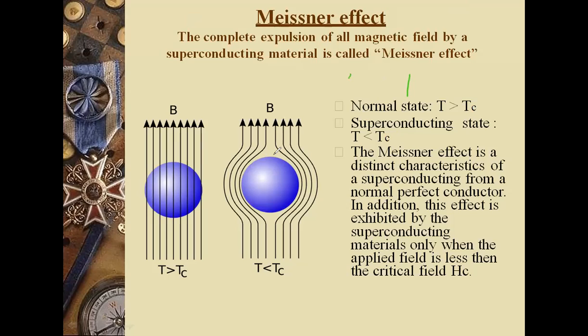Meissner effect, actually you can see here, there are two graphs. This is a superconductor, let's say some superconducting material. In both cases, these two are superconductors. So what is the difference here and here? At a particular temperature, this is T greater than Tc. Tc is the transition temperature.